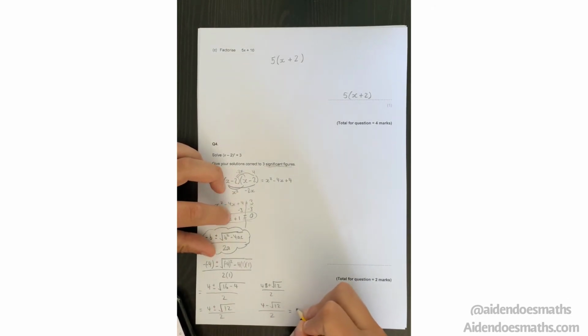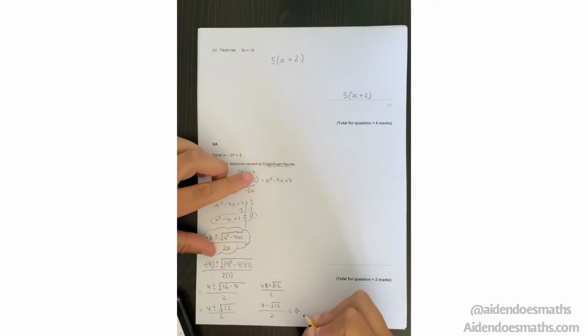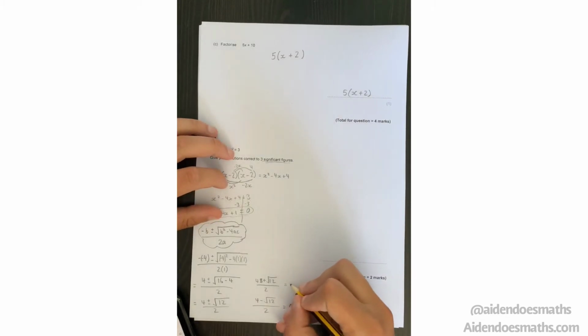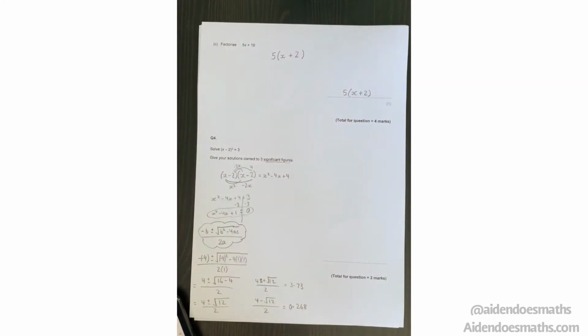So the bottom one should give us 0. Remember 3 significant figures, so 2, 6, 8. Okay, and then the top one, 4 plus root 12 divided by 2, 3.73 for that one. Okay, notice 3 significant figures. This one's to 3 decimal places, this is to 2. Okay, because actually the 0 here isn't significant, don't forget.